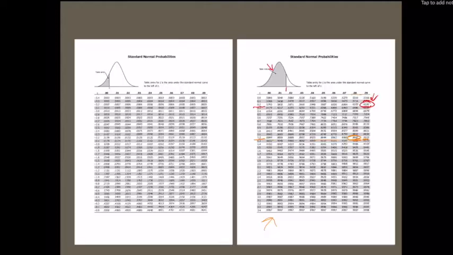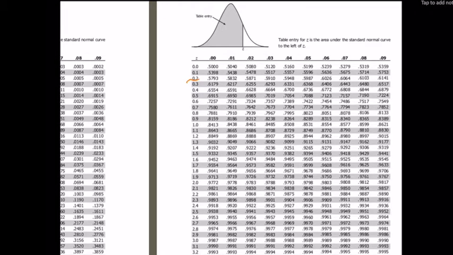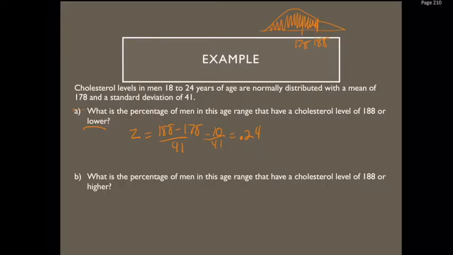So now I go to my z-table. Let's go to a clear one. There we go. I go to 0.2. I go to 0.04, and I find a z-table value of 0.5948. That's the area over here, 0.5948. So we can go ahead and round this. What percentage of men? Let's just go ahead and say 59%.